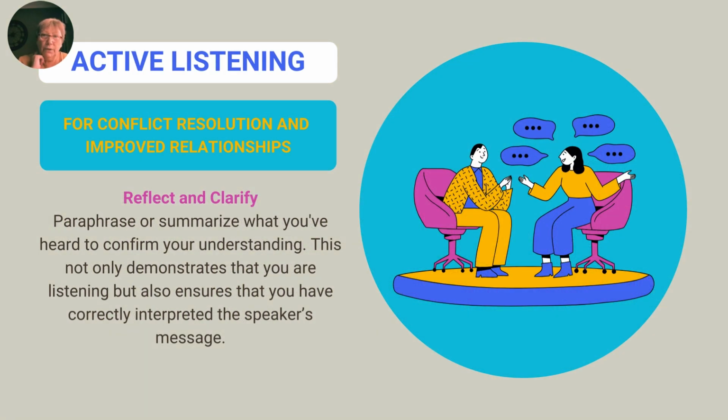Now, the fourth strategy for active listening is reflecting and clarifying. What that means is taking the time when someone has said something to reflect back what you've heard and gain any clarification if that's necessary. So you can paraphrase or summarize what they've said to make sure you've heard what they're saying.